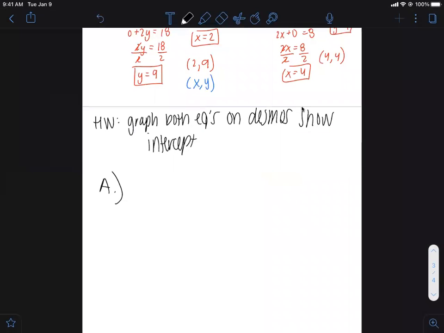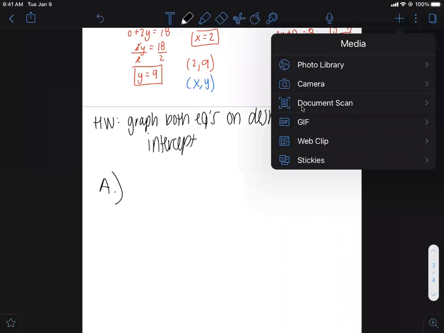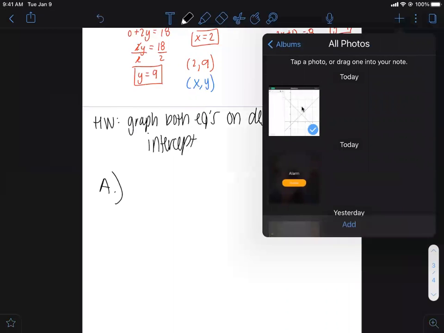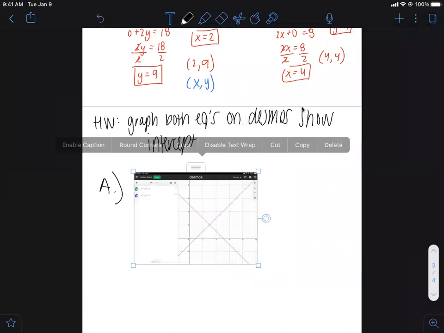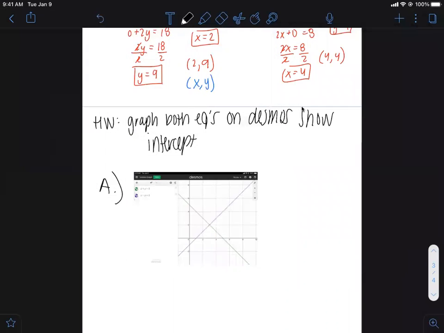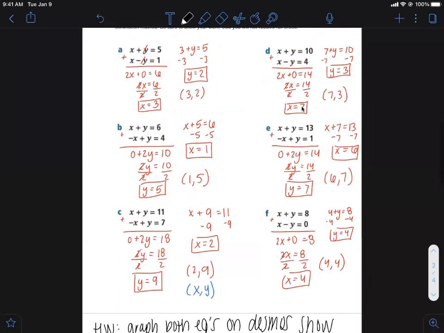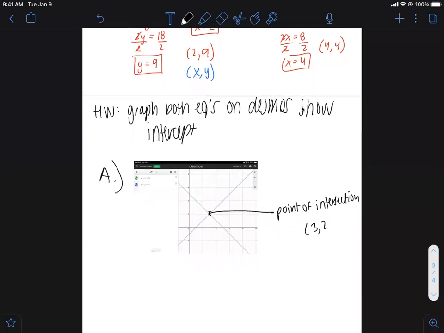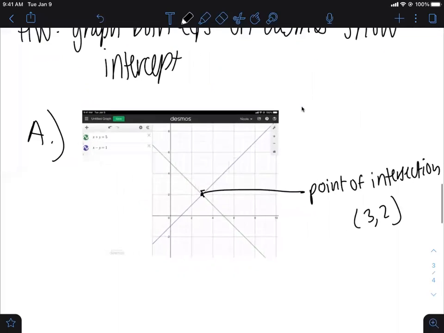I'm going to insert a picture. There's A. I label my intersection point. And it was at, A said 3 comma 2. Okay, so you're going to do that for A through F. Confirm that 1, you know how to use technology, right? And 2, confirm that all of our answers are correct.